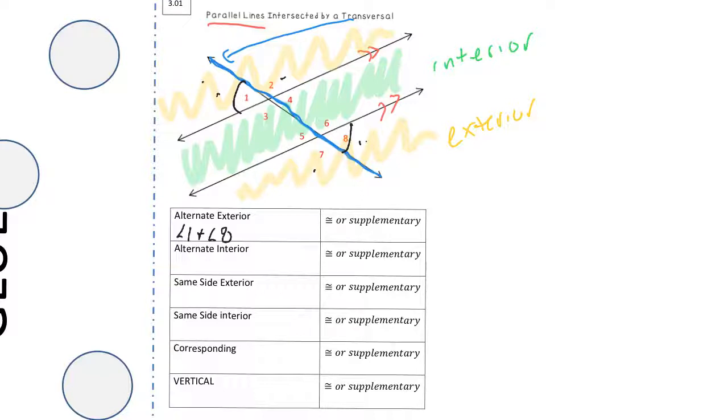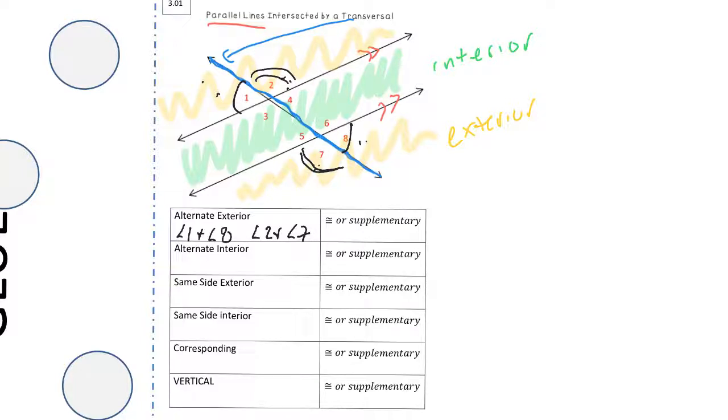Another pair that I could have chosen, because some of you are probably thinking, why'd you choose 1 and 8? Why didn't you choose 2? That's on the outside. You're right, 2's on the outside, the exterior, and so is 7. And they're across that blue transversal. So angle 2 and angle 7.